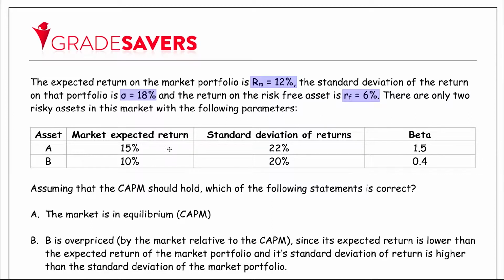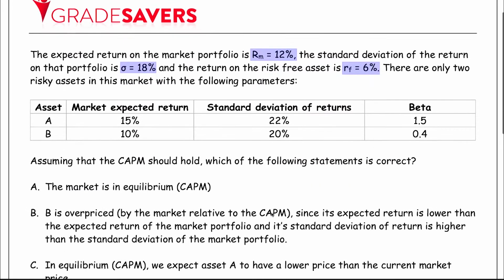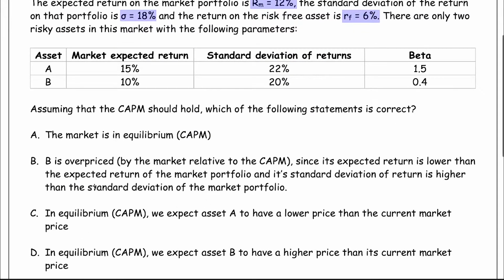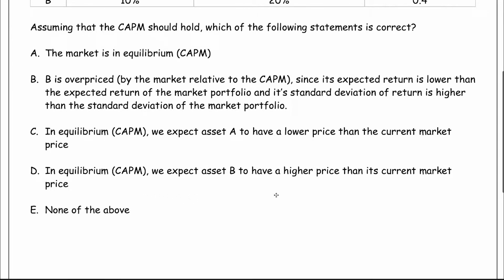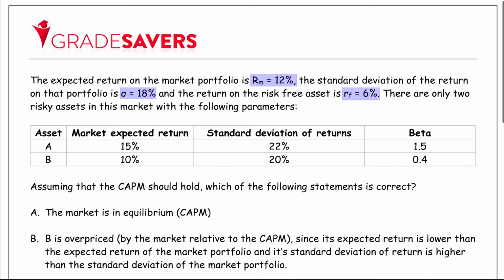Their market expected returns are 15 and 10% each, along with their standard deviations, and we're also offered their beta coefficients. Assuming that the capital asset pricing model should hold, which of the following statements is correct? The market is in equilibrium, asset B is overpriced, in equilibrium we expect asset A to have a lower price, in equilibrium we expect asset B to have a higher price, or none of the above. By quickly glancing at these responses, it should be pretty obvious that we're asked to determine whether or not asset A and B are fairly valued based on the capital asset pricing model.